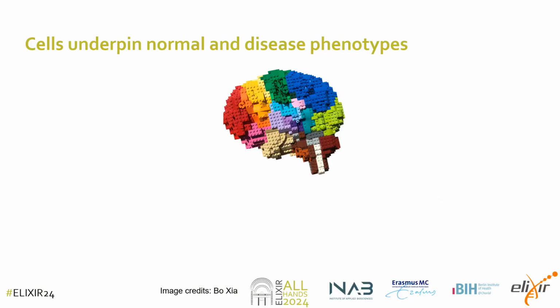So let's get started with cells. Cells are the fundamental unit of life. Together they form tissues and organs. Here we have a Lego representation of the brain. You can see at different parts of the brain there are different colors. These different colored Legos represent different cell types. These cell types have very unique functions.